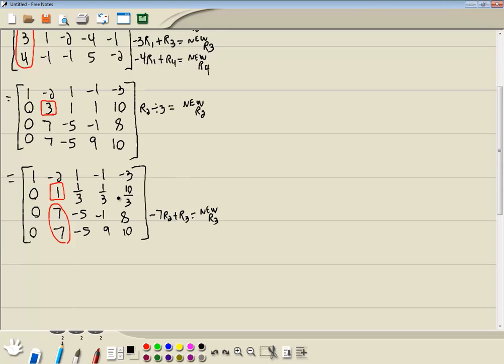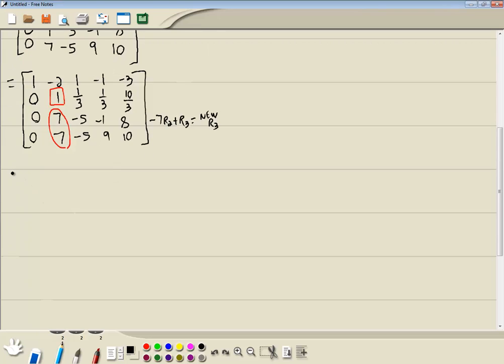Let me scroll down here. And let's see what we get. 1, negative 2, 1, negative 1, negative 3. 0, 1, 1/3, 1/3, 10/3. Okay, negative 7 times 0, 0 plus 0, 0. Negative 7 times 1 is negative 7 plus 7 is 0. Negative 7 times 1/3 minus 5. Let's see what that gives us. I'll plug that in my calculator.